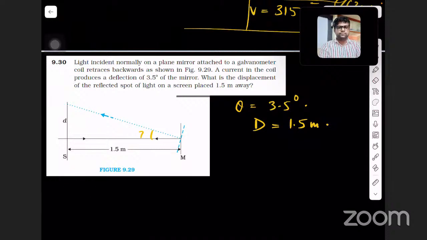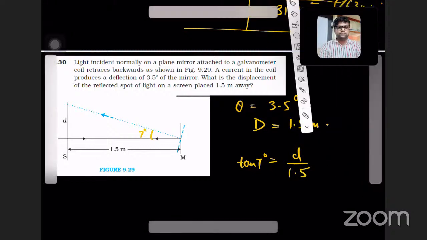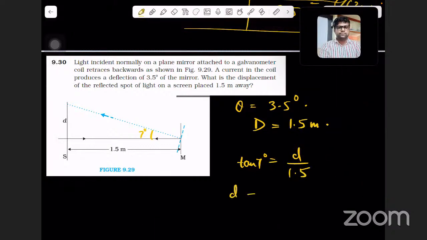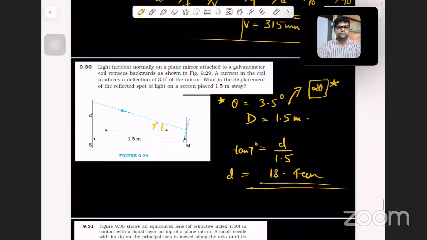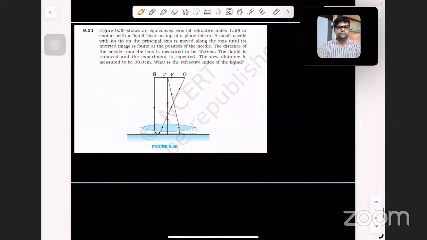This angle should be 7 degrees, and now it's easy. Tan 7 degrees is d by 1.5. So you can find d, and this value actually comes out to be 18.4 centimeters. The trick is just to remember that this angle actually gets deviated by 2 theta. That's the trick to remember. All right, so next, this is a very good question actually.